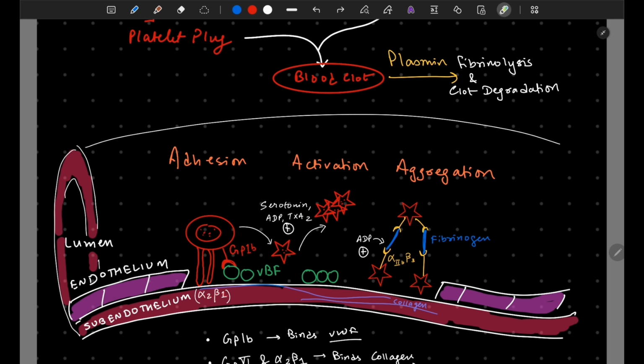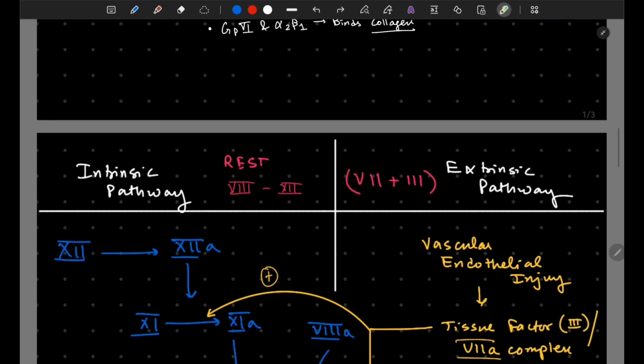There are receptors which help the platelet to adhere to the collagen present in the subendothelium, like alpha 2 beta 1 and GP1B, which helps to attach von Willebrand factor to the platelet, leading to change in the shape of the platelet and activation of the platelet. This activation causes release of ADP, and ADP further stimulates the platelets to get attached to each other with the help of fibrinogen.